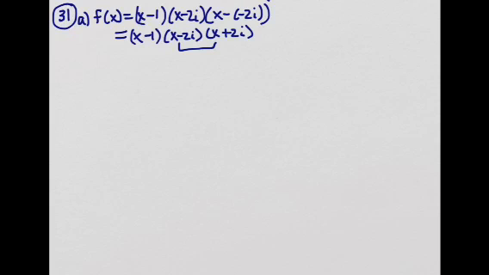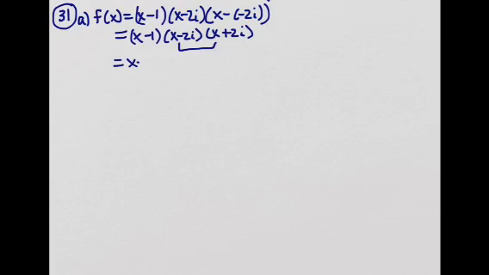So for number 31A, they gave you 2 zeros, but notice I have 3 factors here because the 2i, the i's never come alone. They always come with their conjugate pair. So positive 2i comes with negative 2i. That's why you see that over here. In the next line, I simplified the x minus a negative into x plus 2i. And so now I'm going to multiply the two imaginary factors.